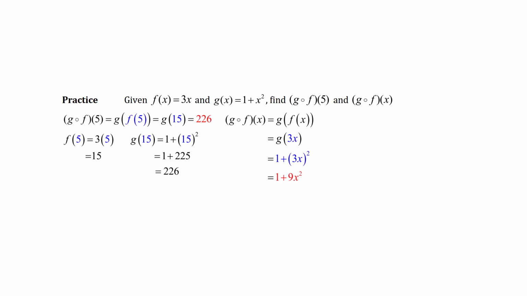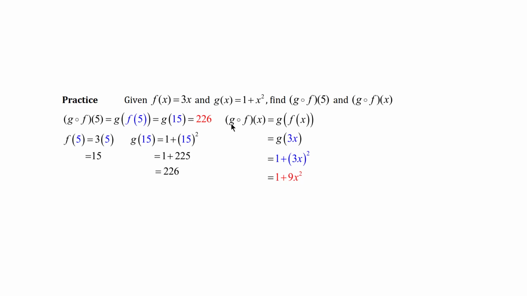Alright, so let's go over the solutions. First, we need to find the composition of g of f of 5. This is equal to g of f of 5. First, we need to find f of 5. So we take 5 and substitute it into the function f. We get f of 5 is equal to 3 times 5, which is 15. So next, we need to find g of 15. We take 15 and substitute it into the function g. g of 15 is equal to 1 plus 15 squared. 15 squared is 225, and then we bring down the 1. 1 plus 225 is 226. So the composition of g of f of 5 is equal to 226.